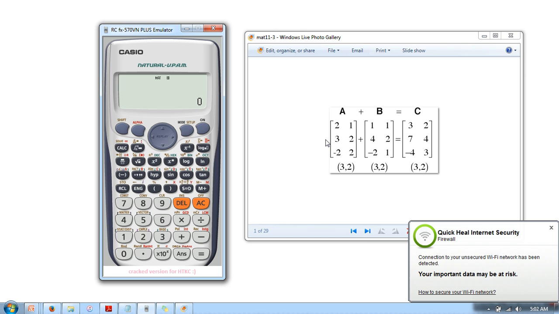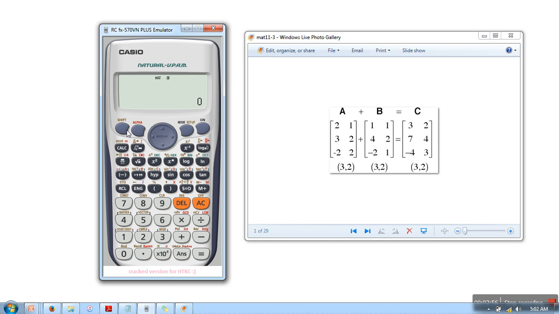Now the question is, if we want to add them, how are we going to refer to matrix A plus matrix B? Here comes the use of these matrix operations. So we will press shift 4. In these options, in order to refer to matrix A, you need to press 3. So we will press 3. What we want to do is add matrix A and matrix B.